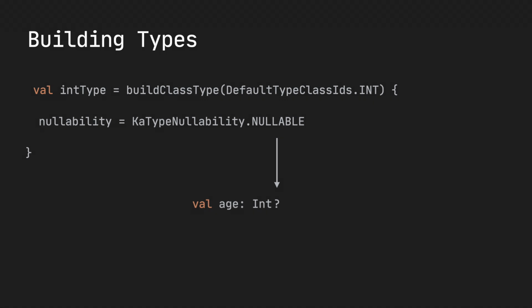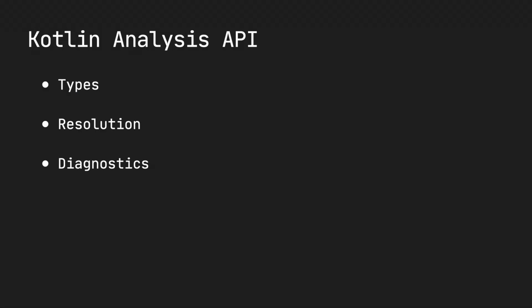So we looked at how to do analysis, how to get symbol information, how to get type information such as this, and how to build types. The next thing we're going to look at is resolution. How is function resolution done? How do you also get diagnostics? What if an error happens? And you could also specify the severity of the error. And we'll look at that in the next video.